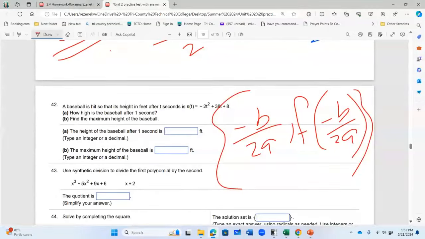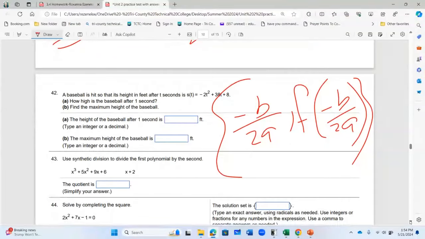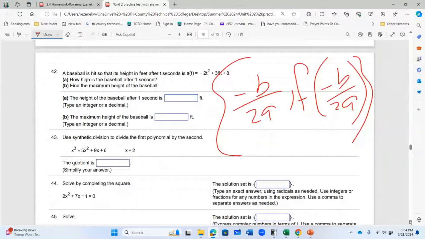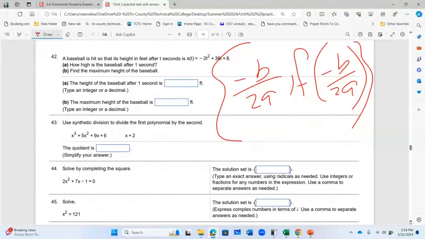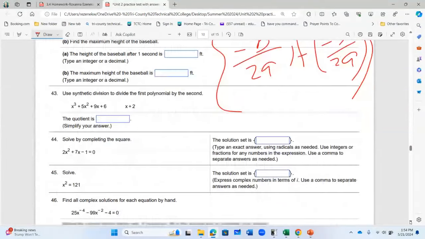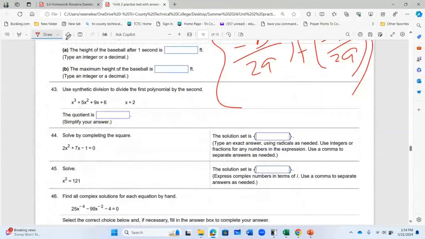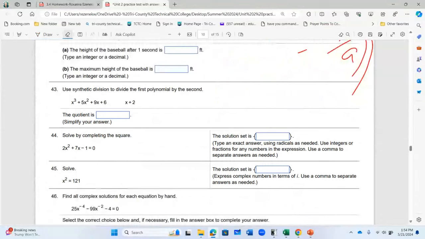The one thing I'm going to do now, the last minute, is synthetic division. Use synthetic division to do number 43. The worksheet we're doing now is homework for section 3.4. So we are in our fourth section today. Homework section 3.4.